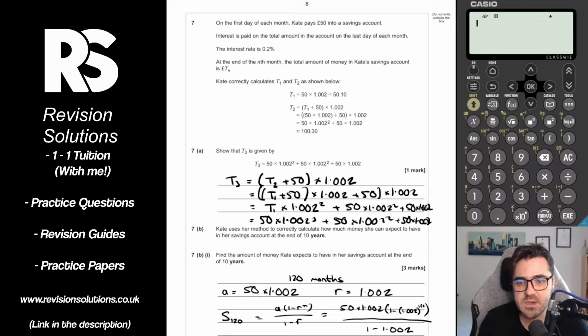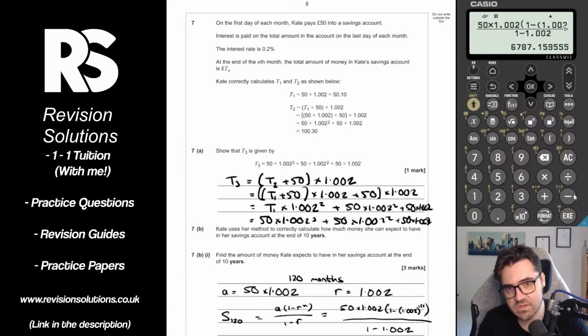So if we compute that formula, 5 times 1.002, open bracket, 1 minus 1.002, all to the power of 120. Close that bracket, and then it's 1 minus 1.002 on the bottom.